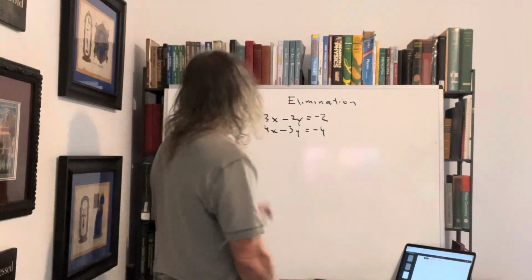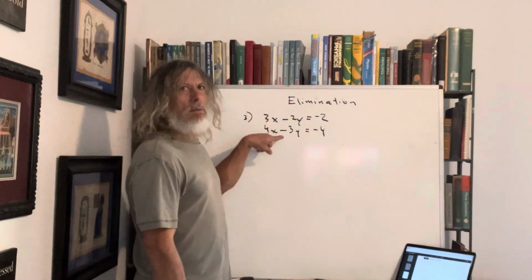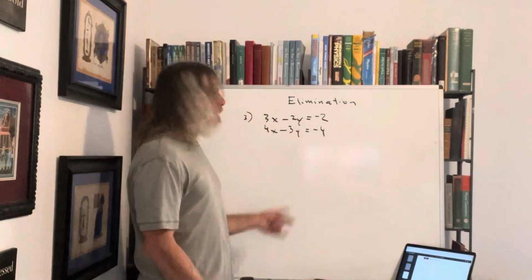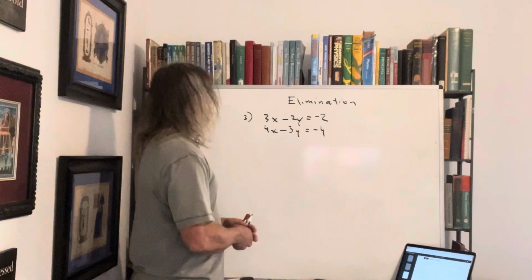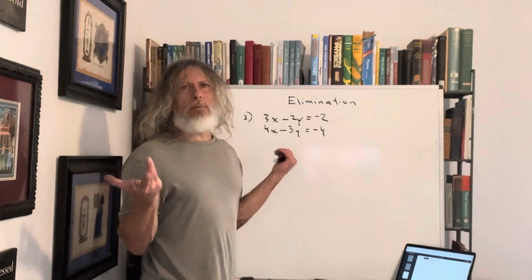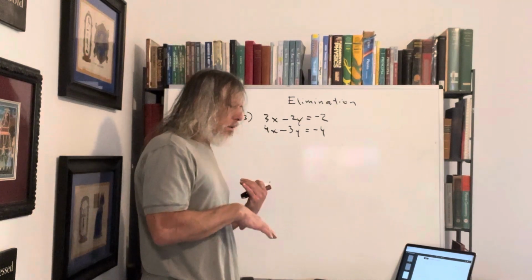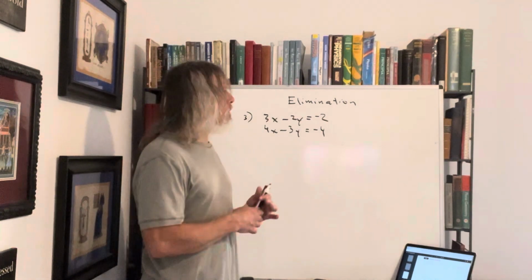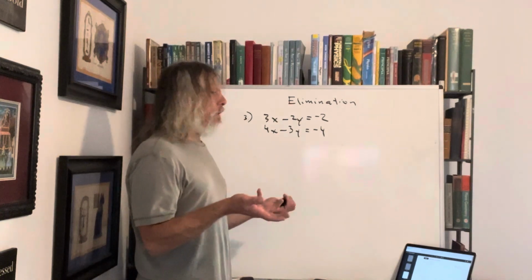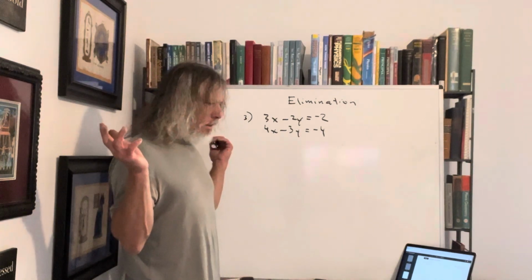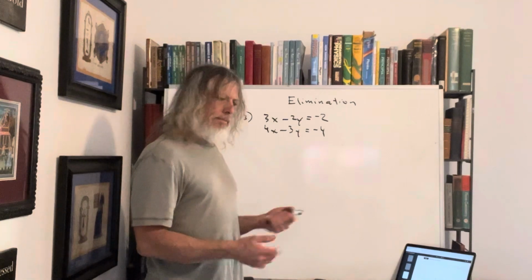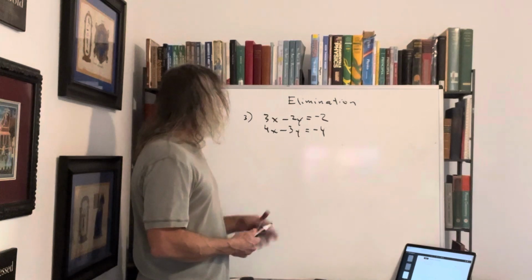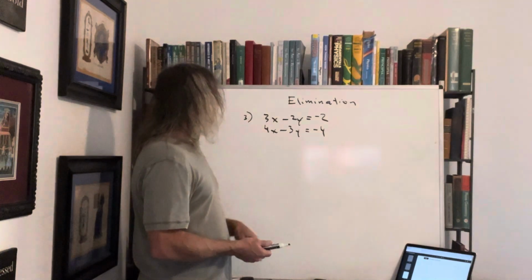But we can't just add or subtract these because they're not opposite. They're not equal but opposite. Neither are these. So we need to make them so. So we can choose to get rid of whichever one we want. You can get rid of the x's first, or you can get rid of the y's first, whatever you choose. Or you can decide you want to get rid of the x every time to make it easier, or get rid of the y every time if that works for you. But here I'll say I'll get rid of the x.